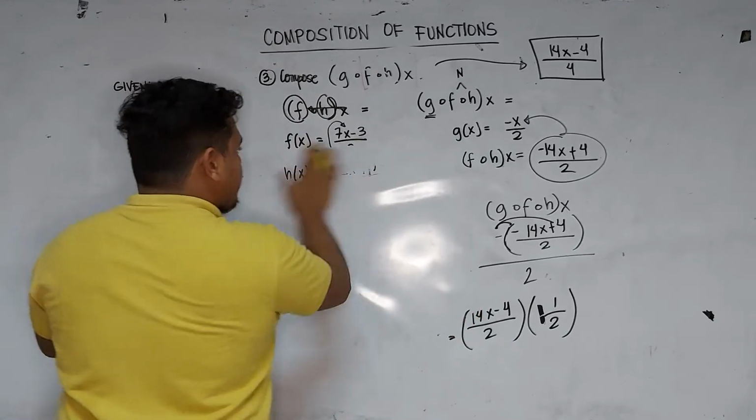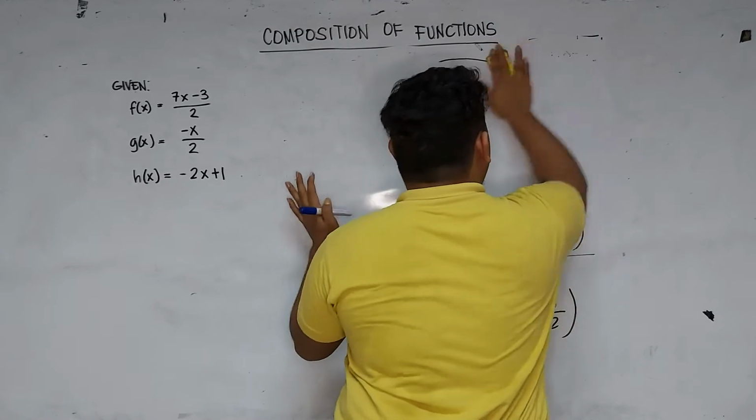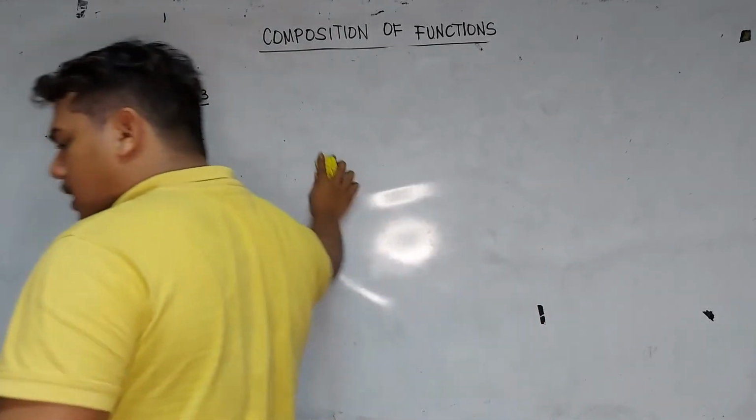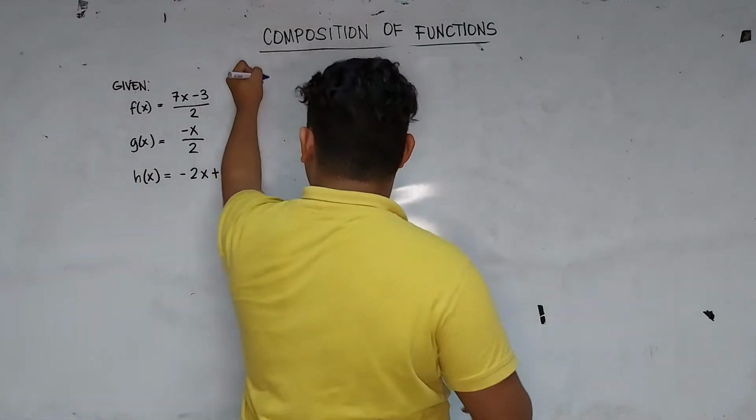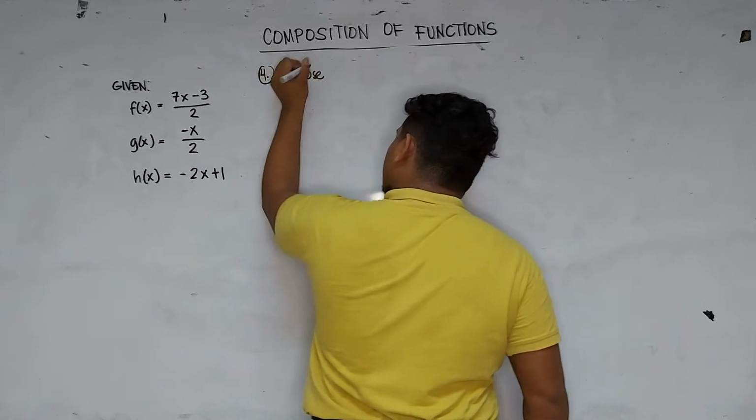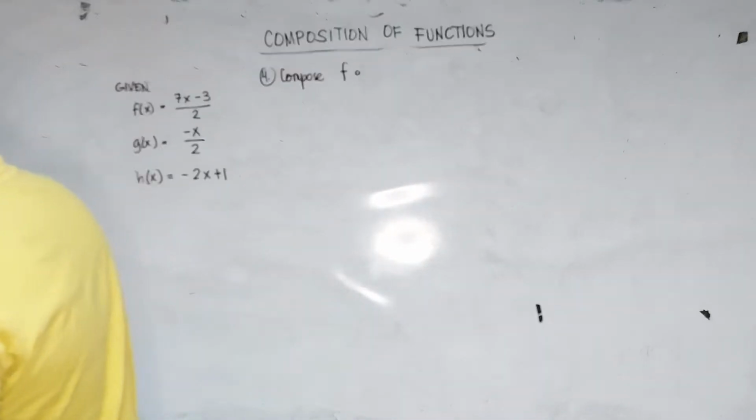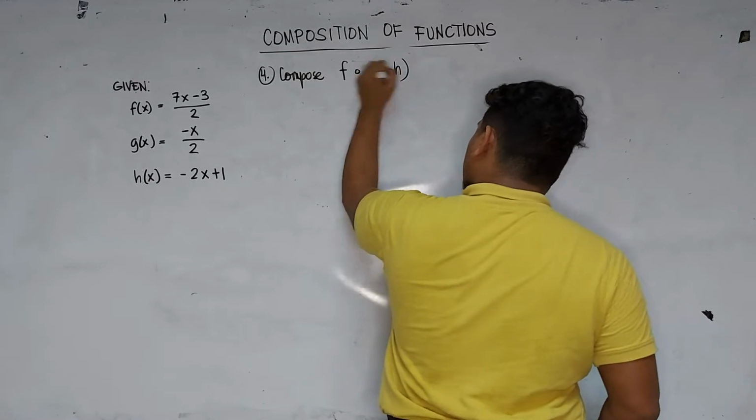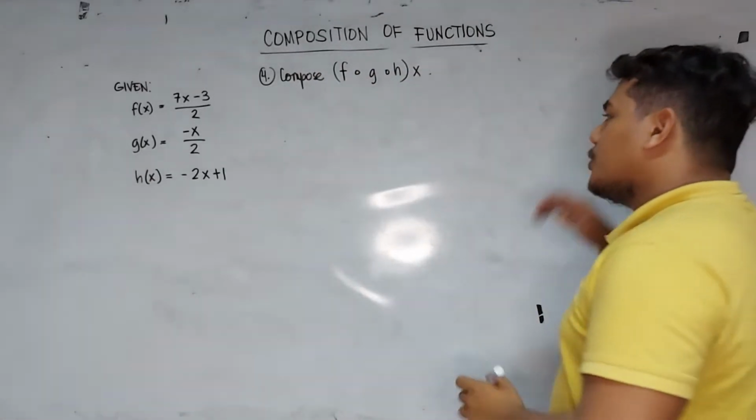Okay, let's continue. How about example number 4? We will be getting into a much higher math, because we are senior high school. Example number 4. Compose f composed of g composed of h of x. How do you do that?